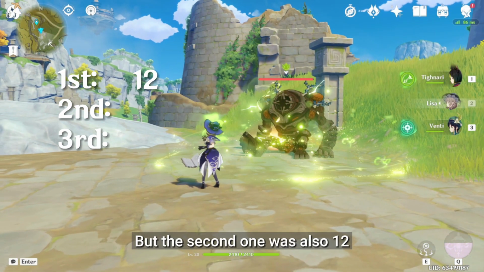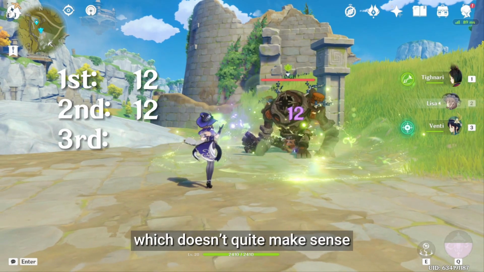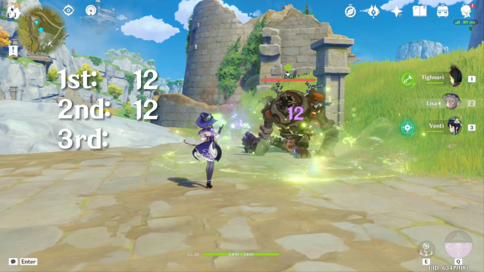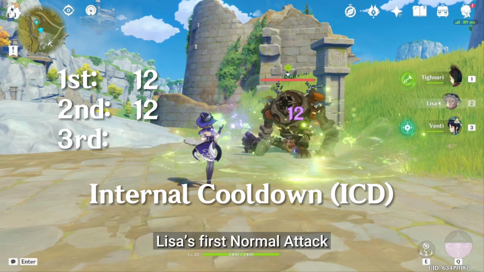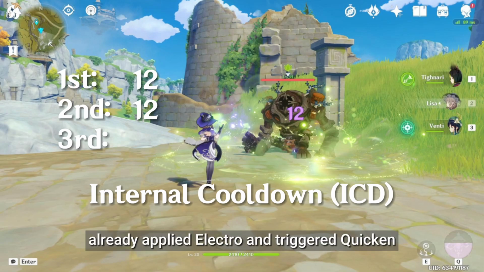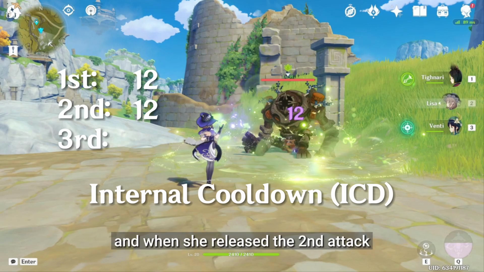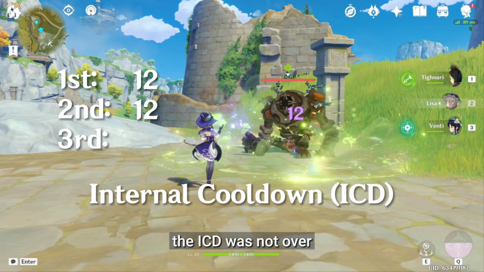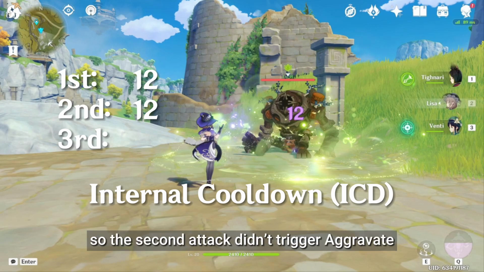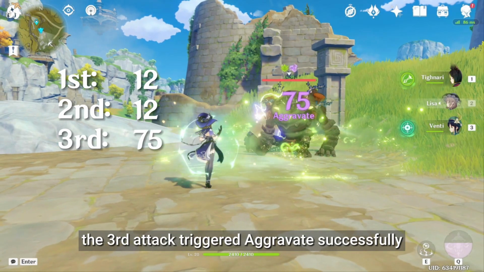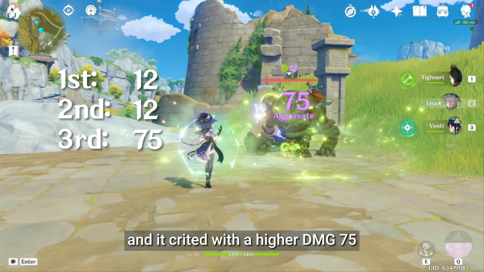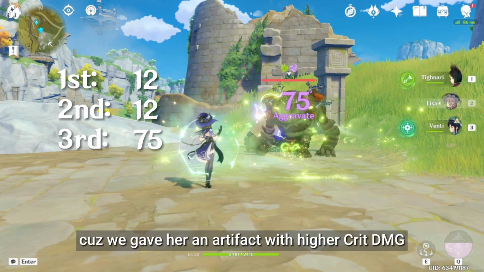But the second one was also 12, which doesn't quite make sense as the Ring Guard was already in Quicken status, but it didn't proc Aggravate. This is because of the ICD we mentioned previously. Lisa's first normal attack already applied Electro and triggered Quicken. And when she released the second attack, the ICD was not over, so the second attack didn't trigger Aggravate. At last, the third attack triggered Aggravate successfully, and it critted with a higher damage, 75, because we gave her an artifact with higher crit damage.